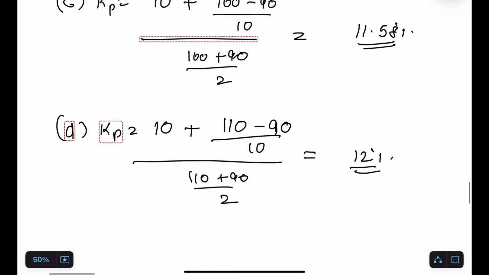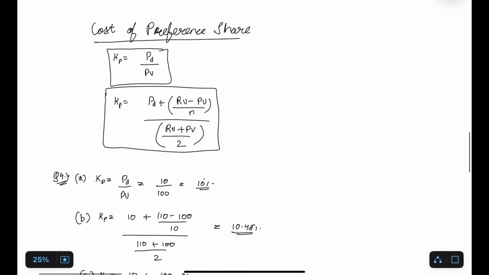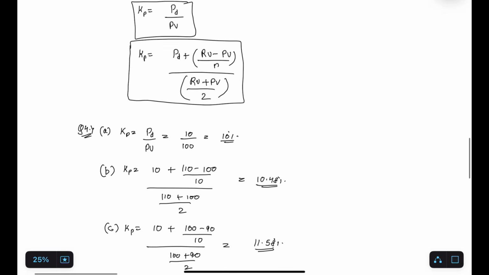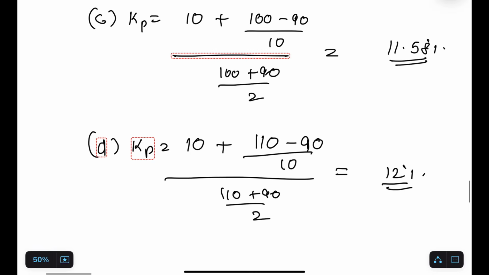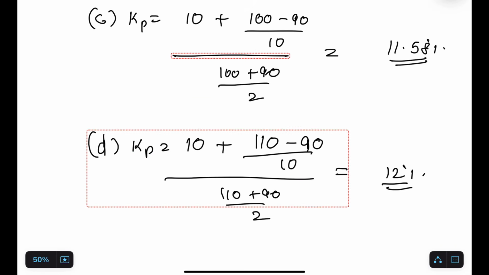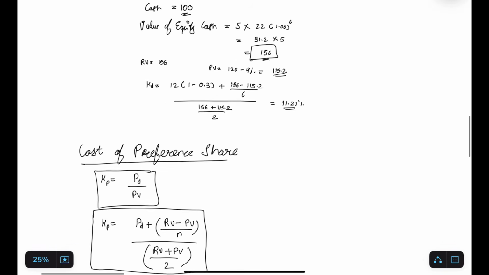So this is very basic. Preference share is not very difficult. It is very similar to debt. Once you understand cost of debt, it is very easy to understand preference share. With this we complete preference share. I would attach one more PDF with this for extra questions. If you want to practice, you can refer to that PDF.